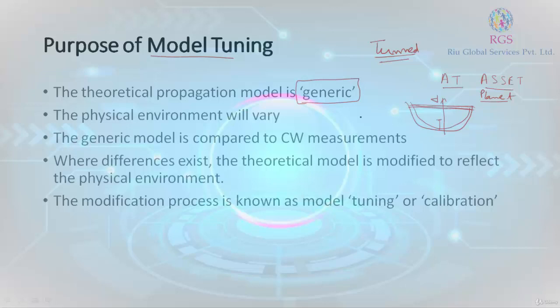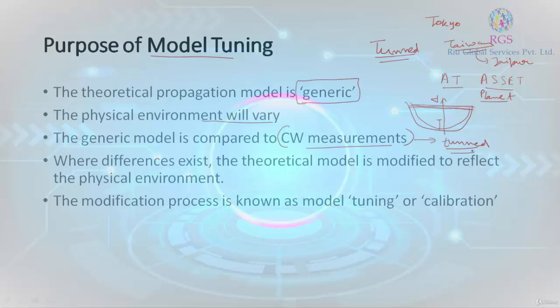Then the physical environment varies from location to location, right? The model which was tuned for Tokyo will not work in Taiwan, and the model which was tuned in Taiwan will not work in Jaipur. The model which is working in Jaipur will not work in London, right? So the physical environment actually varies a lot, and it has a very vital role to play in model tuning. So generic models will not be able to give you accurate results. So what we need to do is take the CW measurements and tune them accordingly.